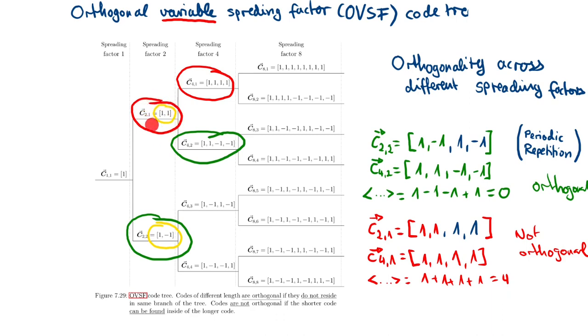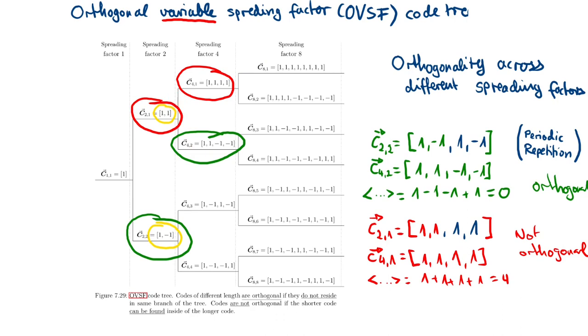So if you assign this code to one user, all codes below in all the subtrees are not orthogonal. So this code is not orthogonal, and all these codes here are not orthogonal. So you cannot assign the whole subtree to another user. If you assign one code to a user, then the whole subtree cannot be reused.